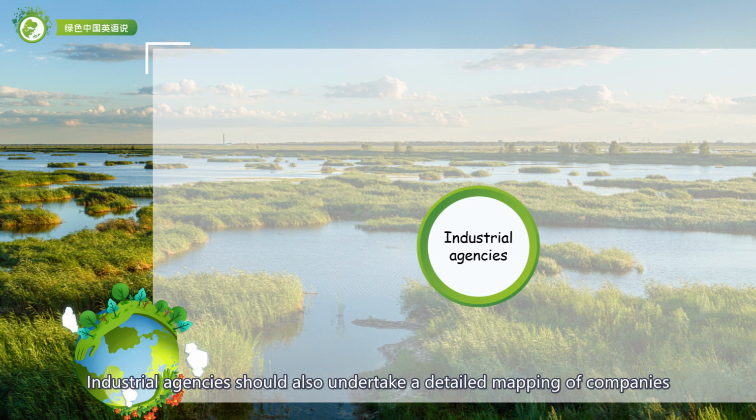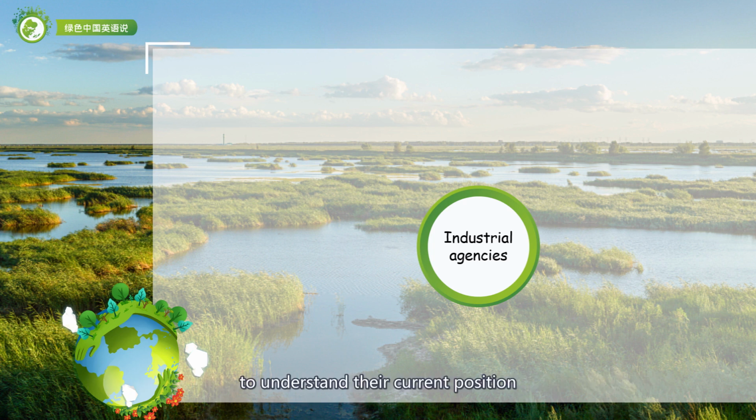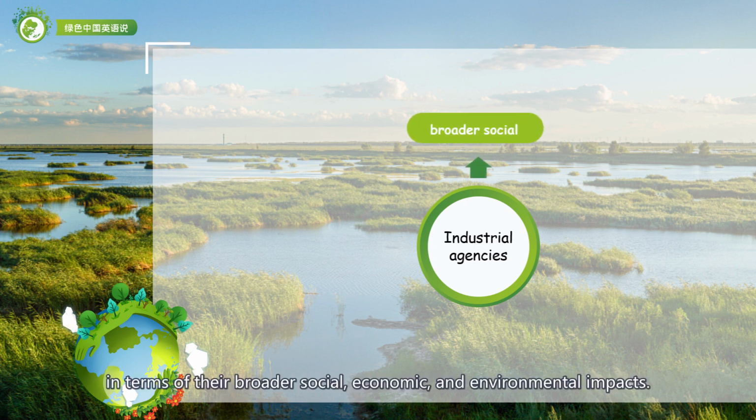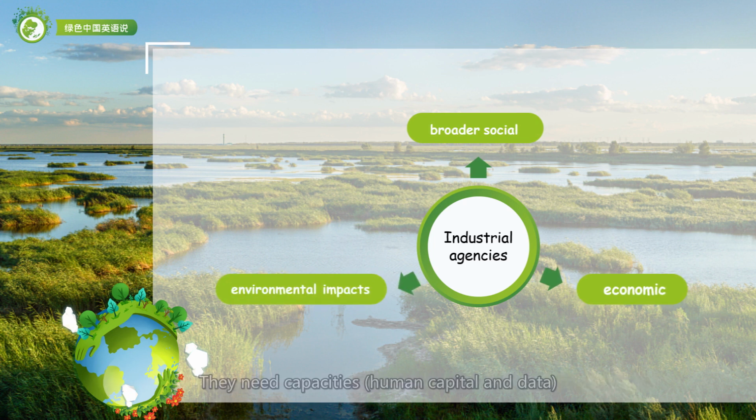Industrial agencies should also undertake a detailed mapping of companies to understand their current position in terms of their broader social, economic, and environmental impacts. They need capacities, human capital, and data to monitor social and environmental impacts.